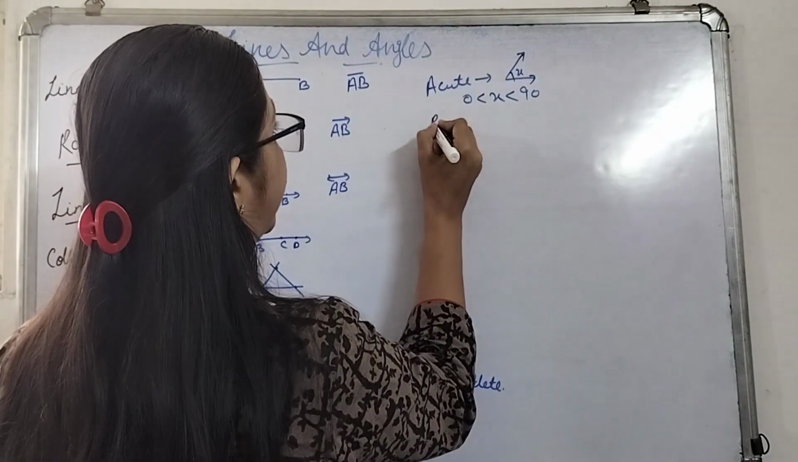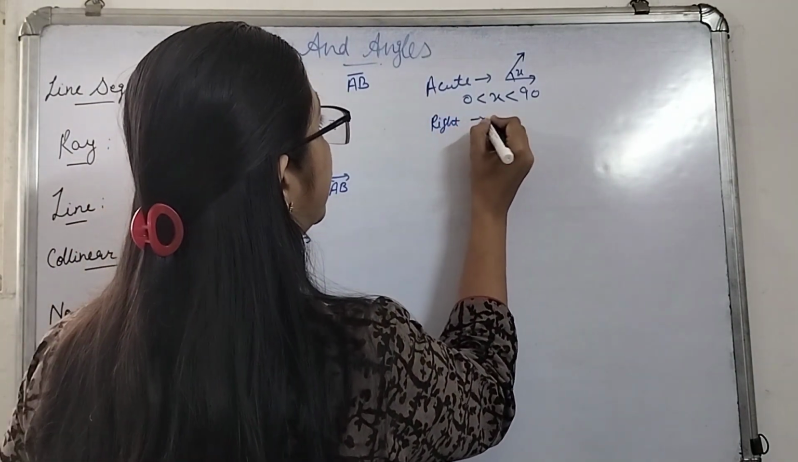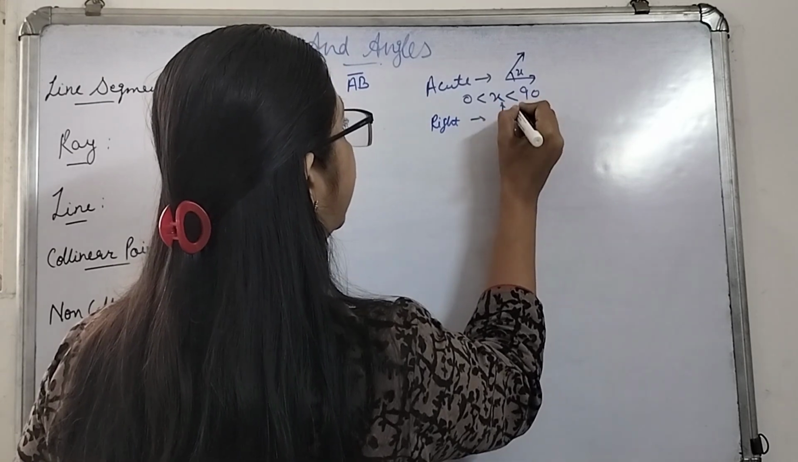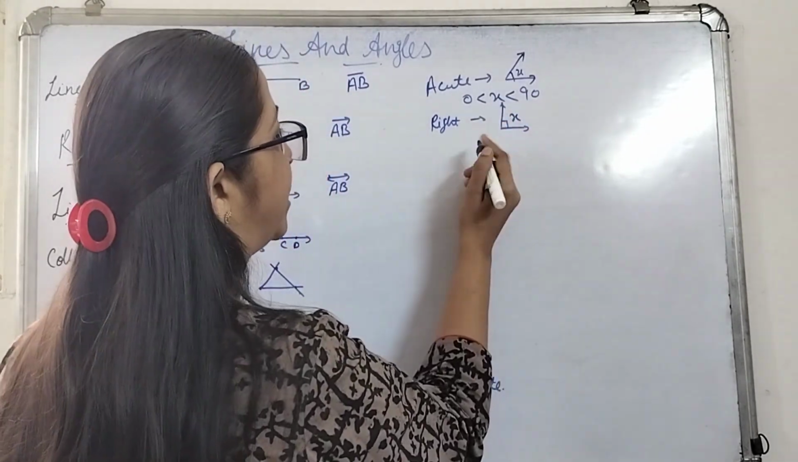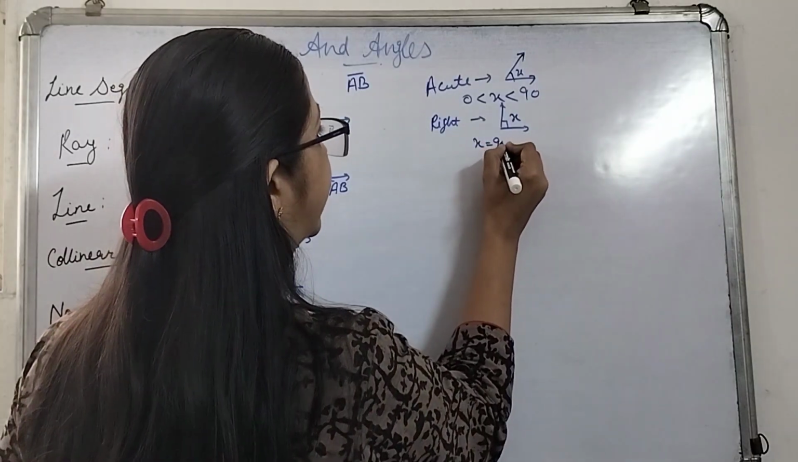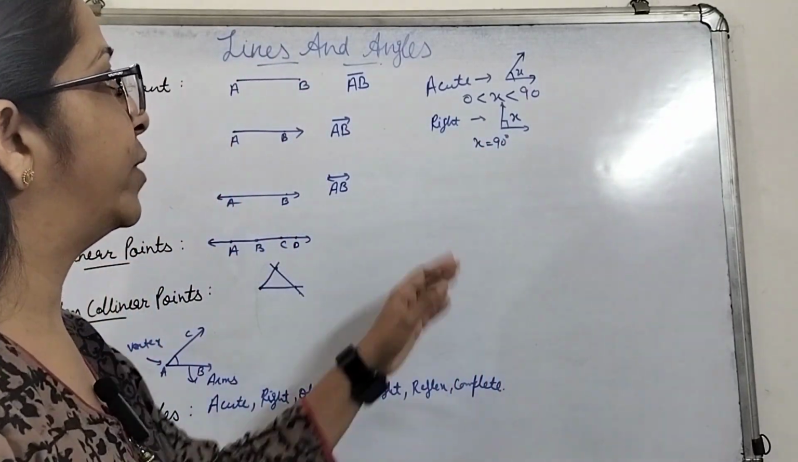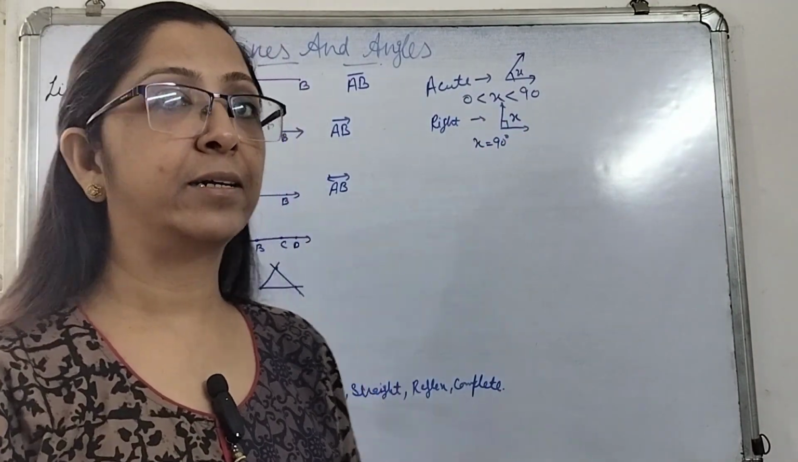Then comes your right angle. If the measurement of the angle is exactly 90 degrees, suppose this is your angle x, if the measurement of angle x is exactly 90 degrees, then such types of angles are known as right angles.